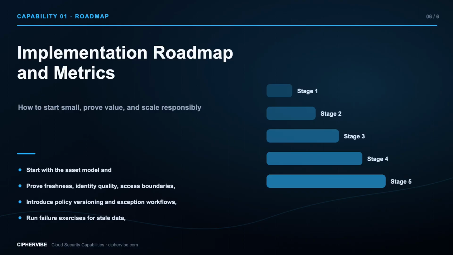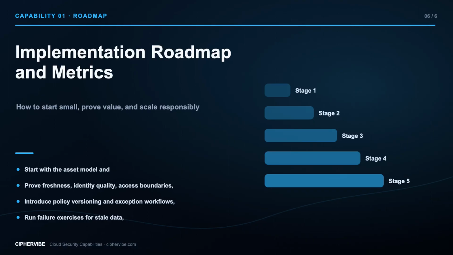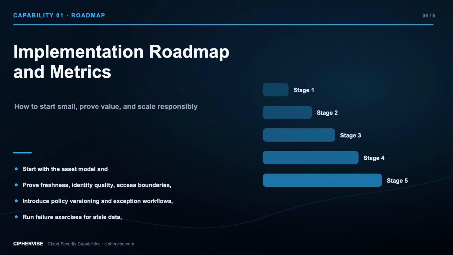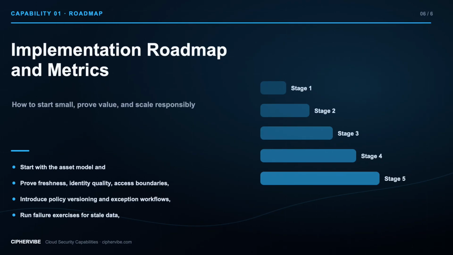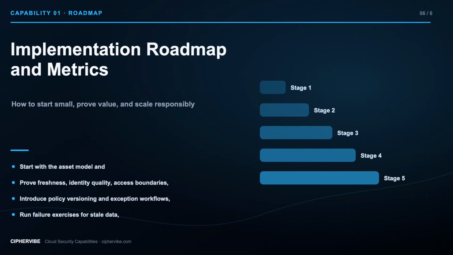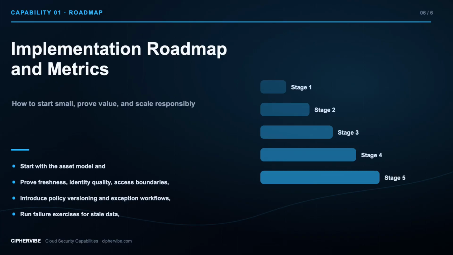Changes in architecture, threat activity, regulation, business strategy, and provider services can alter both priorities and assumptions. Retire metrics and controls that no longer guide useful decisions.